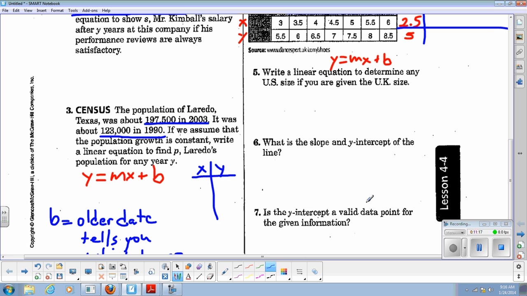Okay, pause the video here. Finish up number 5, 6, 7 if you need to. Play it back. Turn in your sheet when you get done. Thank you.